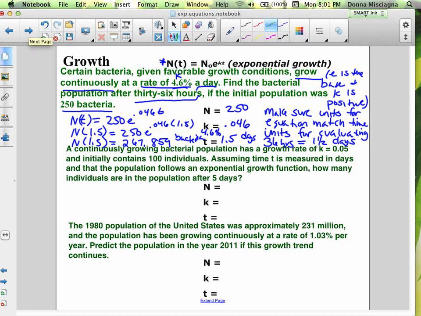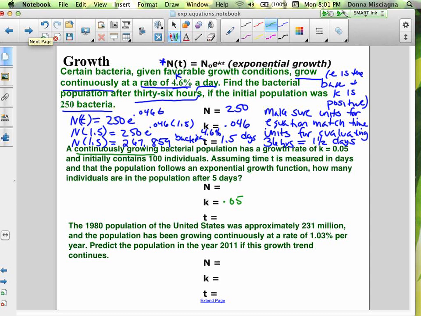Continuously, see, there's that word, and growing, that means K is positive. The bacterial population has a growth rate of K equals 0.05. All right, so now they already told us what K is. Sometimes they'll be nice and do that for you. You don't have to do anything to it. That's one thing with these problems. You don't add 1 to it. You just use K just the way it is.